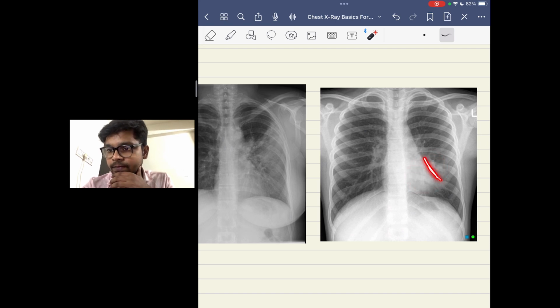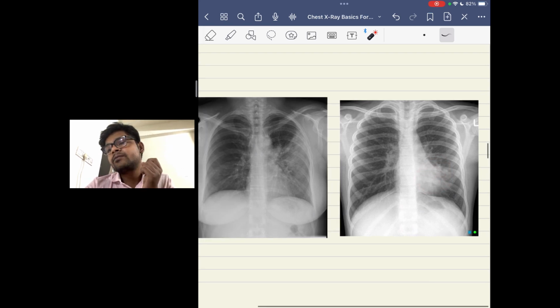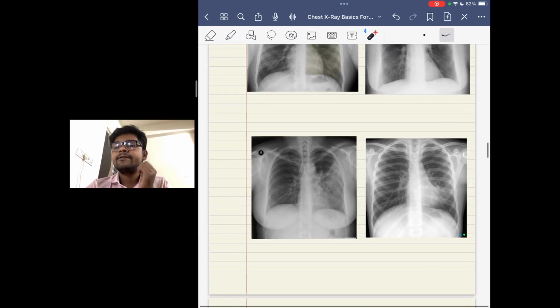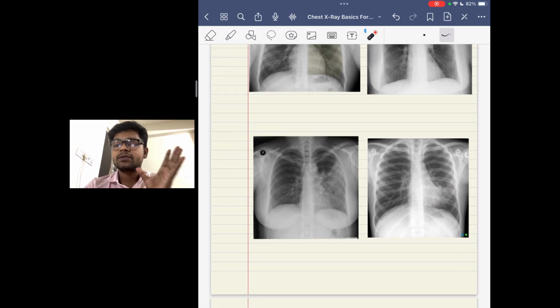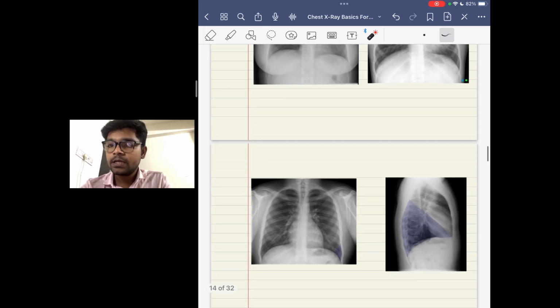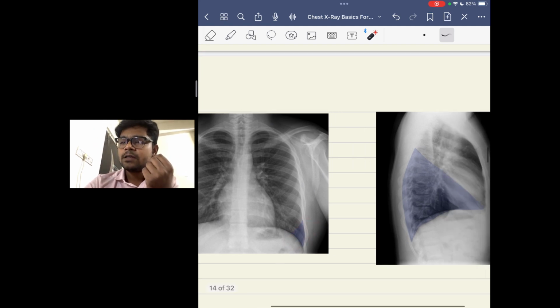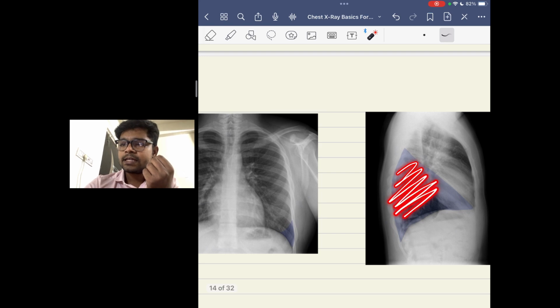Can you see? The left heart border is not properly seen. There is air bronchogram, and so this is a left lingular lobe consolidation. Right. So this is the part of the lower lobe that is properly seen, really a small part of the lower lobe. The majority of it is seen in the lateral X-ray because it is a posteriorly located structure.